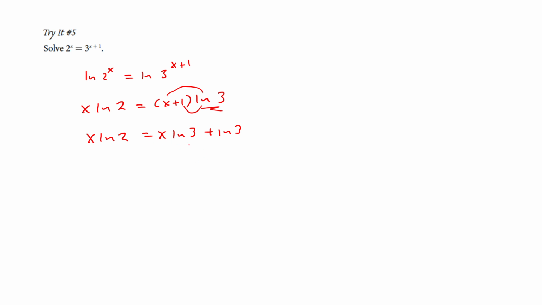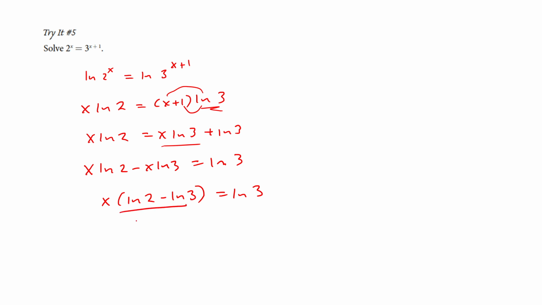Now, I'm going to get all the x's back together in one room. So I'm going to do this. Do you see what I've done? I've just moved that over by subtracting it to the other side. Now, I did that trick. I've got 2 x's that can't be combined. What can I do? I'm going to pull out a GCF of an x. Now this here, all of this in parentheses, that's a number. I'm going to divide both sides by the ln of 2 minus the ln of 3. As strange as it looks, it's just a number.